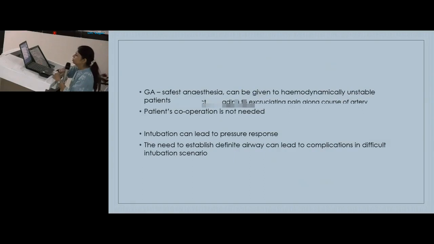So in summary, GA is the safest anesthesia. It can be given to patients who are hemodynamically unstable, who are on anticoagulants, and patients at extremes of age, and patient cooperation is not needed, unlike spinal or regional anesthesia.